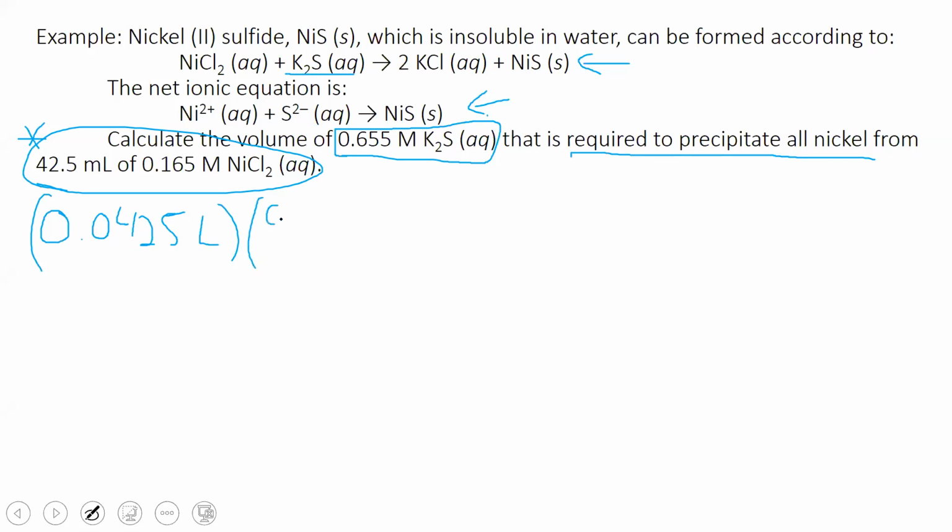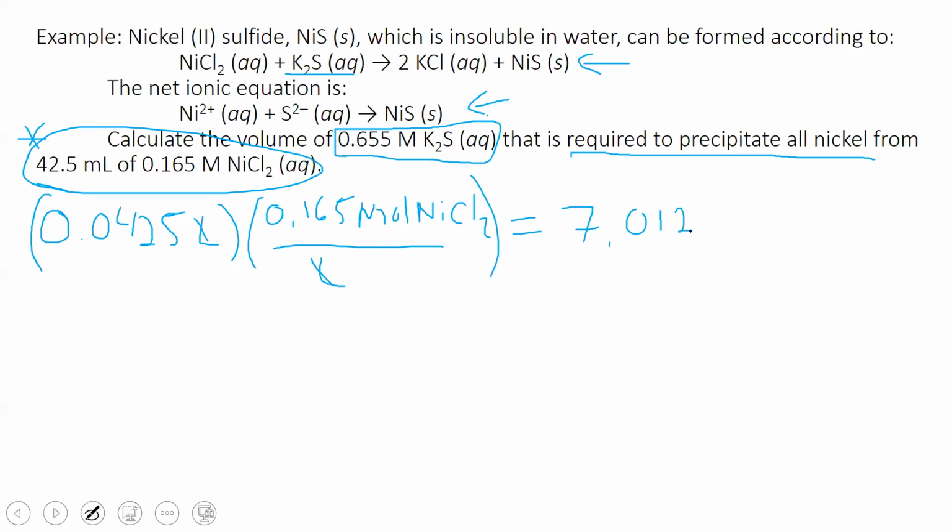And you have a concentration of 0.165 moles of nickel chloride per liter. Okay, and so this allows you to calculate the amount of nickel, and those cancel here. Should wind up with along the lines of 7.0125, with 3 sig figs, times 10 to the minus 3 moles of nickel chloride. Okay.